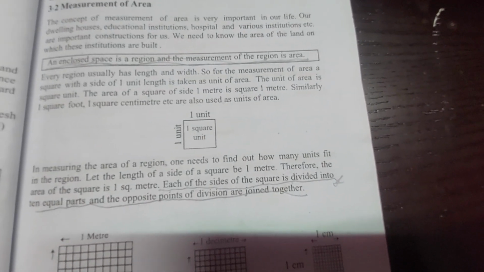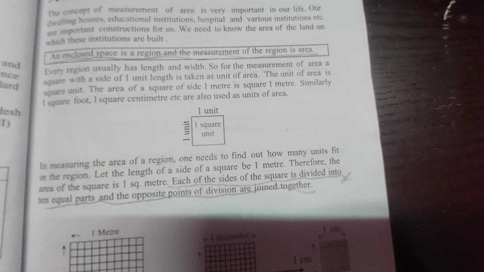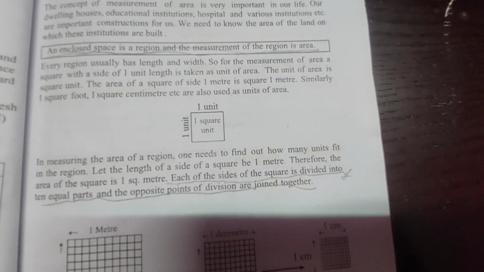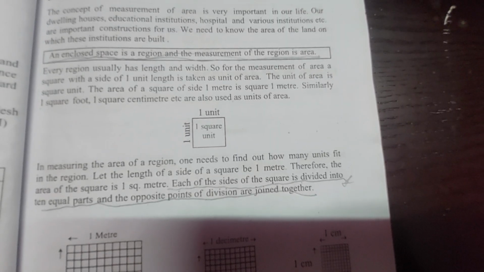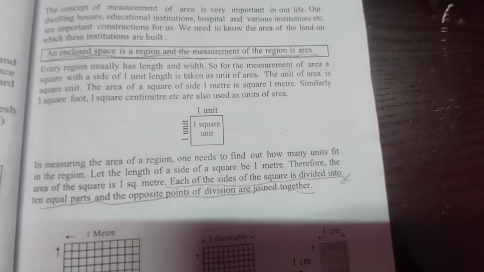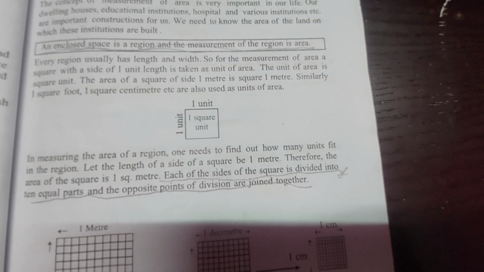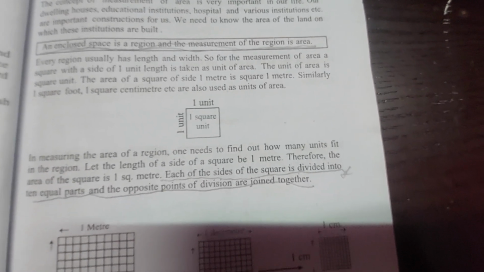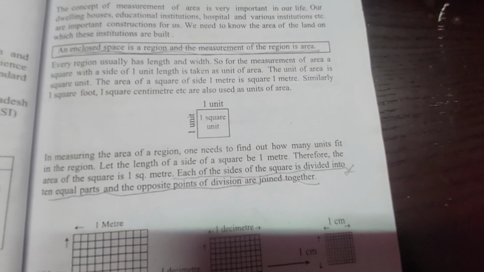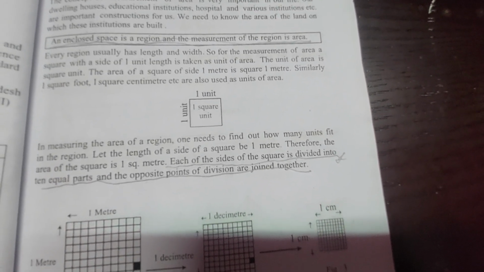So for the measurement of area, a square with one side of unit length is taken as a unit of area. The unit of area is 1 square unit. The area of a square with side 1 meter is 1 square meter. Similarly, 1 square foot, 1 square centimeter, etc. are also used as units of area.